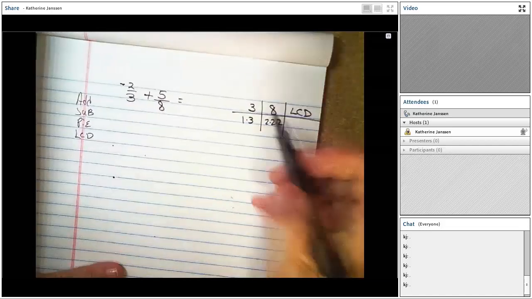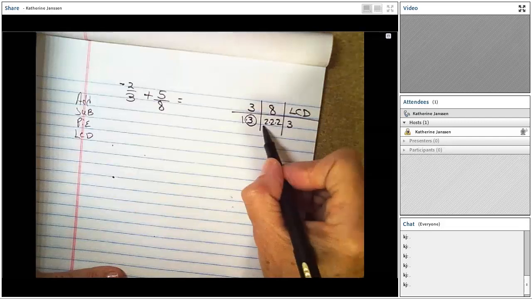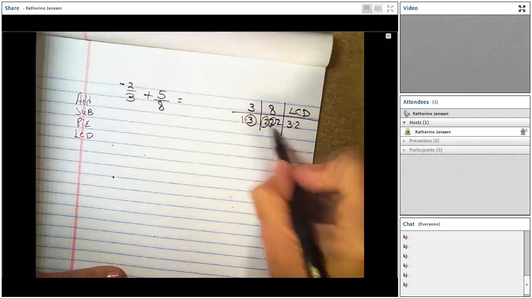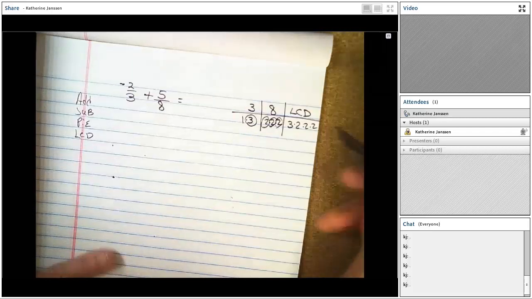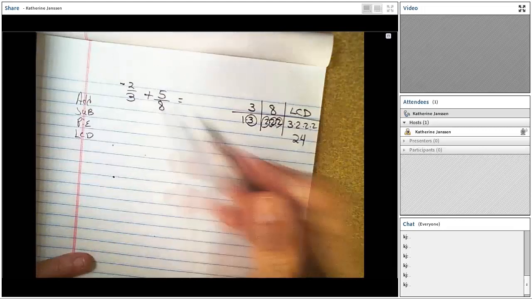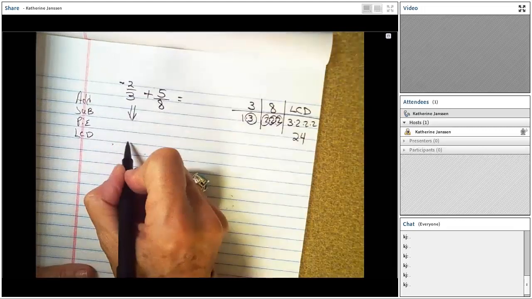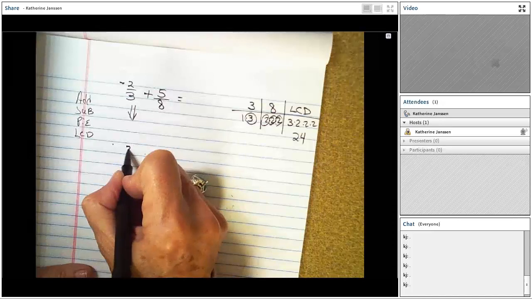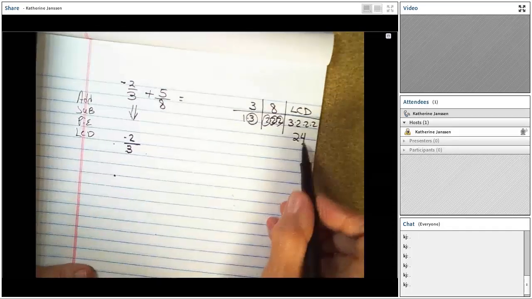From the first column, I need a factor of 3. From the second column, I need a factor of 2, another factor of 2, and another factor of 2. So I have 8 times 3, which is 24. My common denominator is 24, so I'm going to convert each of these to 24ths. So a negative 2/3. 3 times what would give me 24? 8.